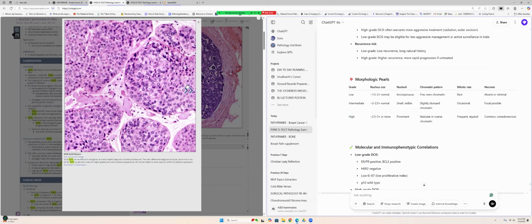2.5 is the size for intermediate, with small visible nucleoli, clumped chromatin, occasional focal necrosis. High grade is 2.5 to 3 times, with prominent nucleoli and vesicular chromatin. This is actually high grade, even though there's no prominent necrosis, the fact that we have prominent nucleoli and vesicular chromatin. Mitotic rate is typical and atypical. There can be comedo necrosis.